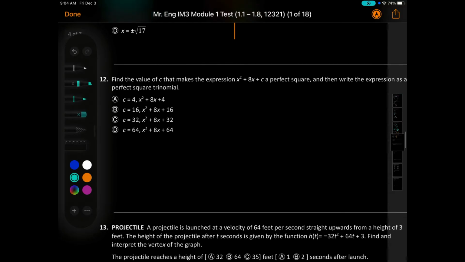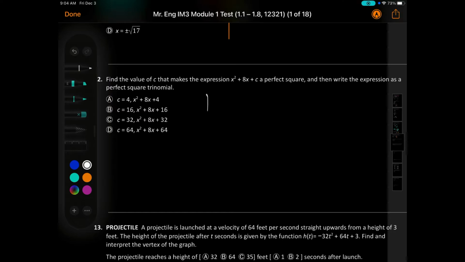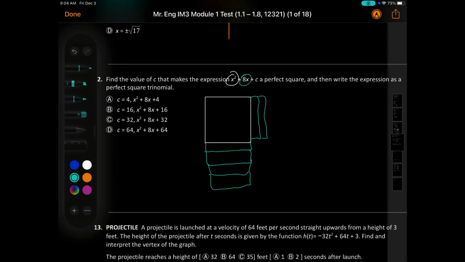Number 12, find the value of c that makes the expression x squared plus 8x plus c a perfect square. So we did algebra tiles. And if you take that portion, and then if you take the 8x and you split it in half, you draw 4 of these. Do you guys remember this? And then 4 this way. Then the question is, how many will go in here? Well, you actually have the answer right there. The c value has to be 16.